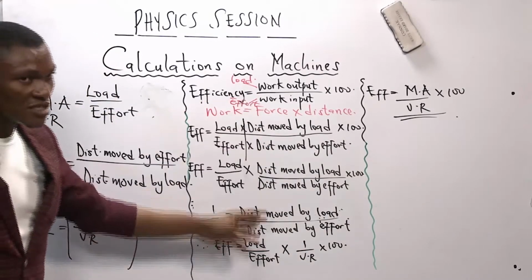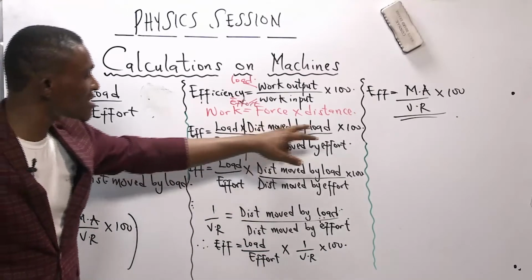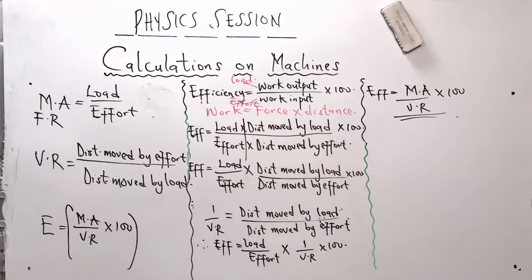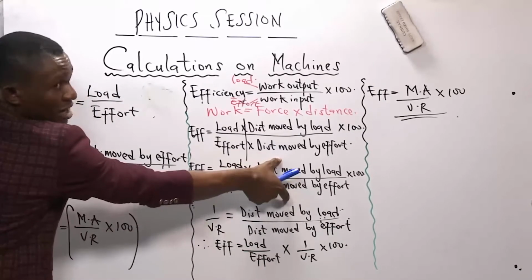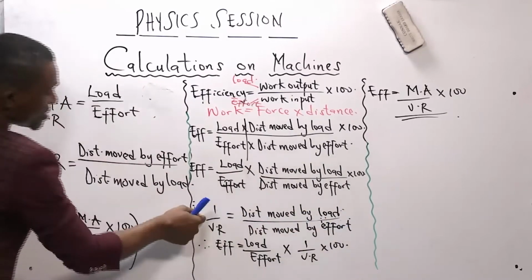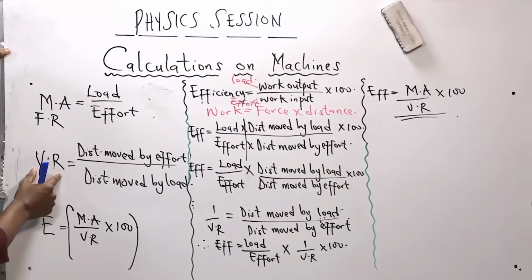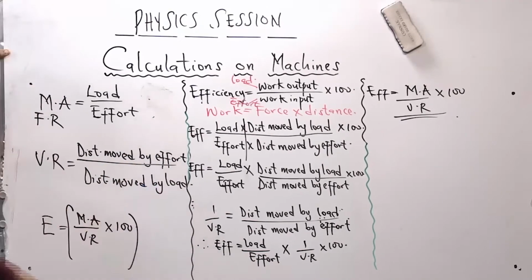So all I did is to split it at this point here now, so that I have load over effort times distance moved by load over distance moved by effort. So all I did now is to take the reciprocal of this now. Distance moved by load over distance moved by effort is equal to 1 over velocity ratio, since velocity ratio is equal to distance moved by effort over distance moved by load.